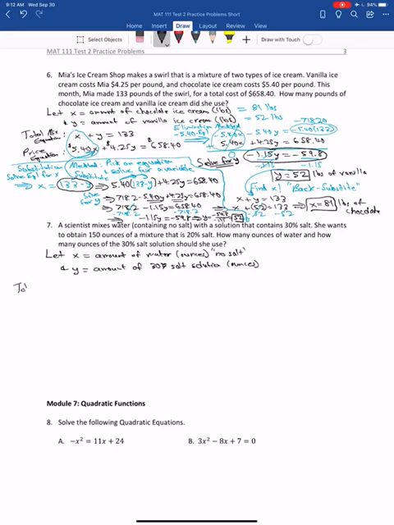I'm going to do my total mix equation first. So let's get our totals. X and Y. So X ounces of the water and Y ounces of the 30% salt solution must total 150 ounces altogether. So there's my total equation.